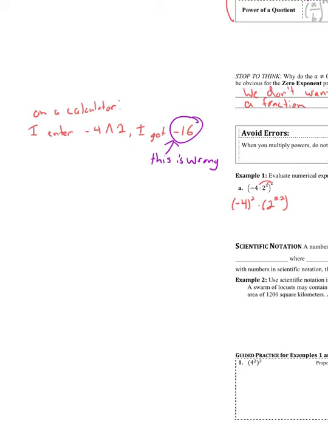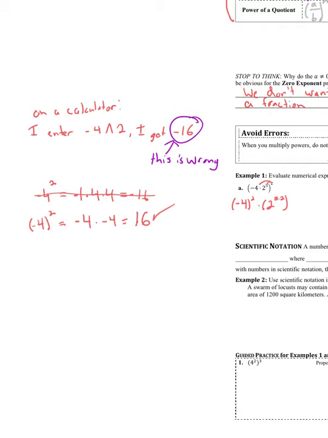What happens is when I have negative 4 squared, my calculator reads that as negative 1 times 4 times 4. It reads it as negative 1 times 4 squared. So it'll say negative 1 times 4 is negative 4. Negative 4 times positive 4 is negative 16. What I want to do instead is put parentheses around it. If I put parentheses around it, now my calculator reads it as negative 4 times negative 4. And a negative times a negative is a positive. So it should be 16. That's why we don't want to do the first one. We'd rather do the second one instead.